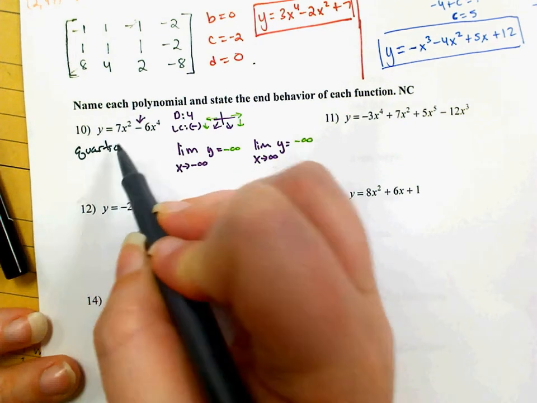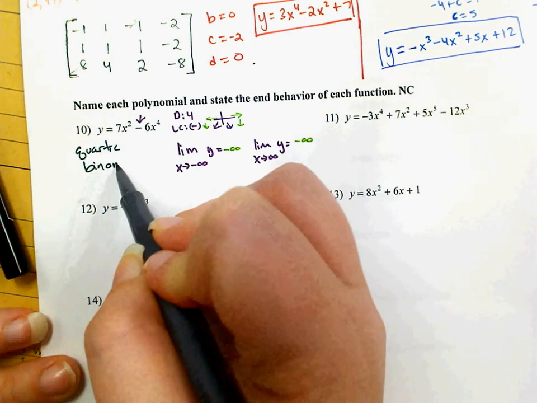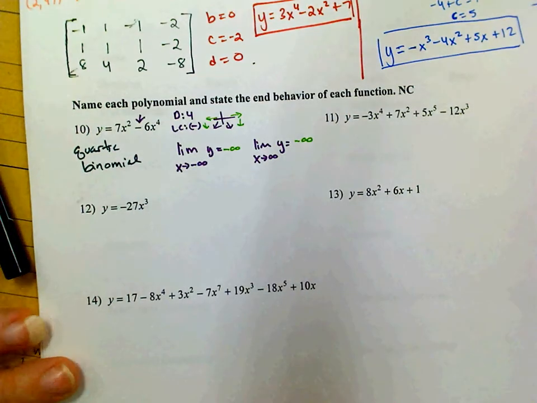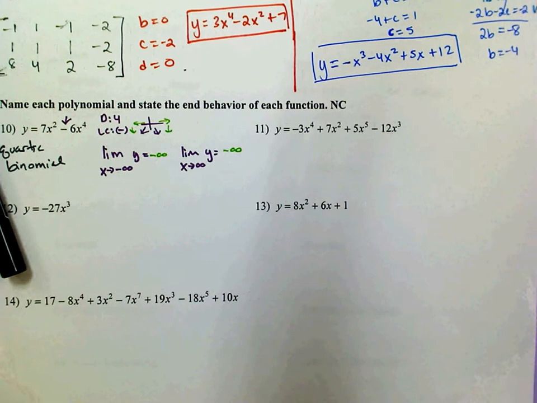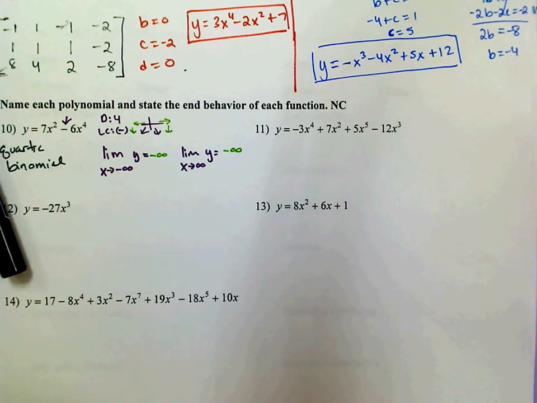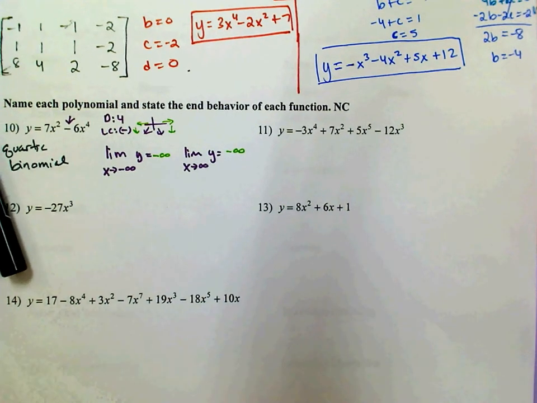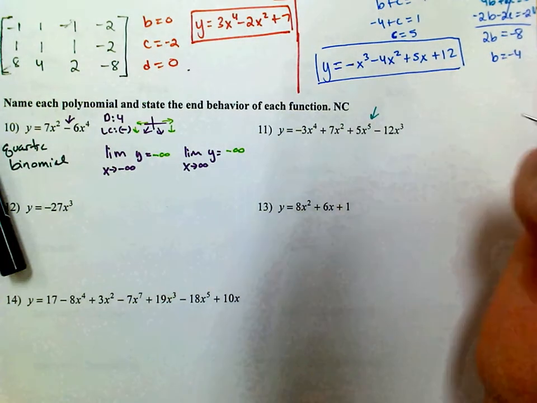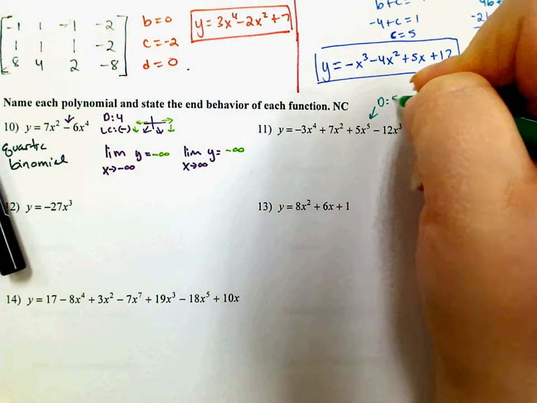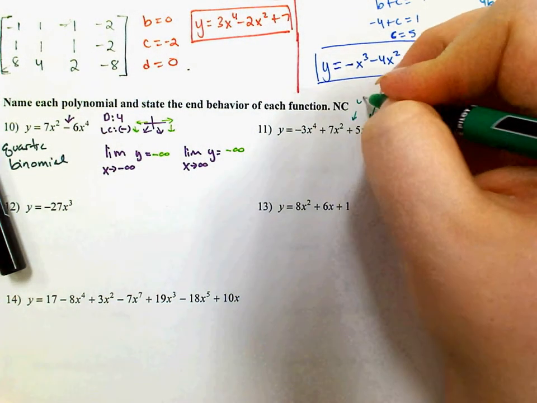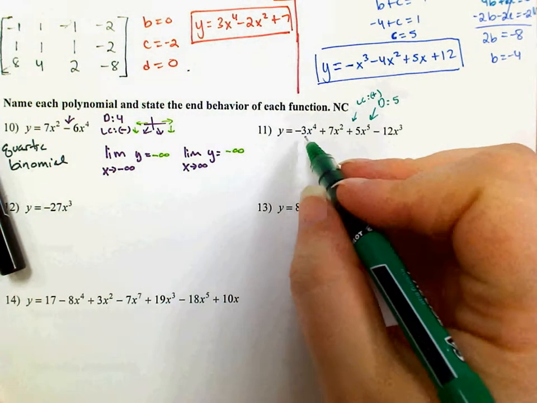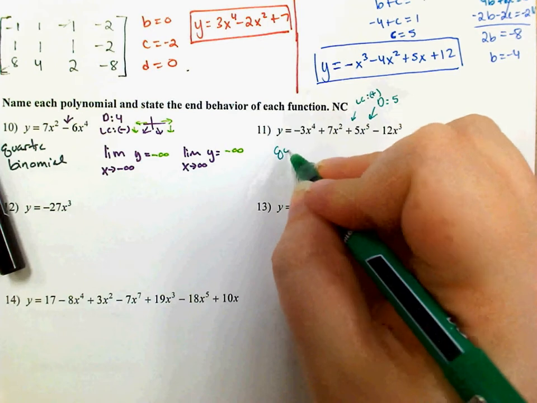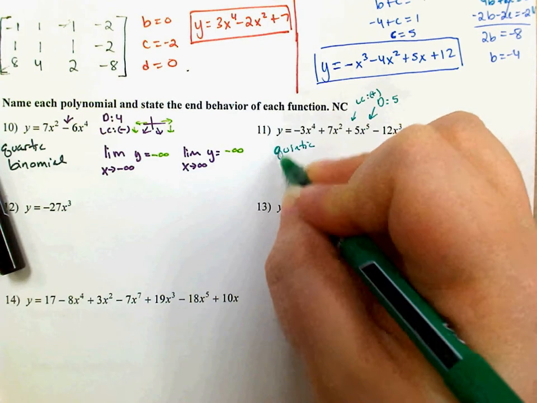Okay? Number 11. Look for the highest degree. The highest degree I see is 5, so degree equals 5. And the leading coefficient is positive. Okay, let's go ahead and name it. It's a degree of 5, which is a quintic. So quintic, and then 1, 2, 3, 4 terms. So quintic polynomial with 4 terms is the name.